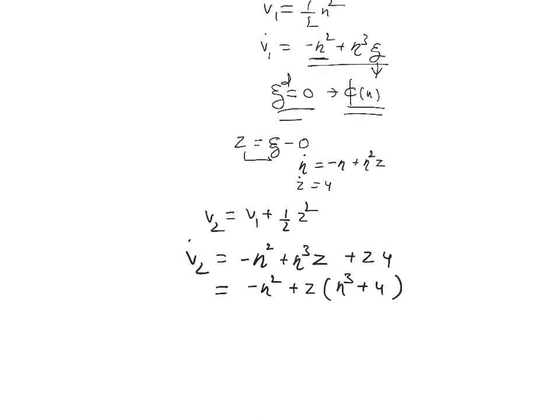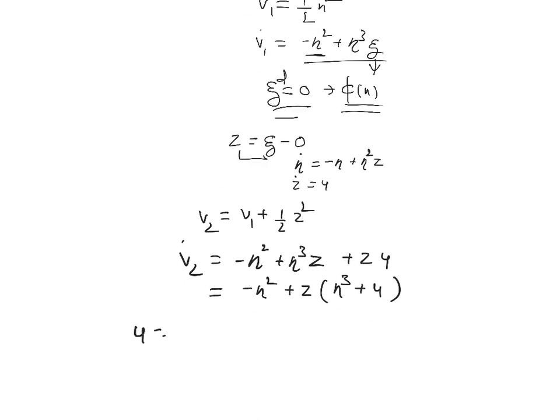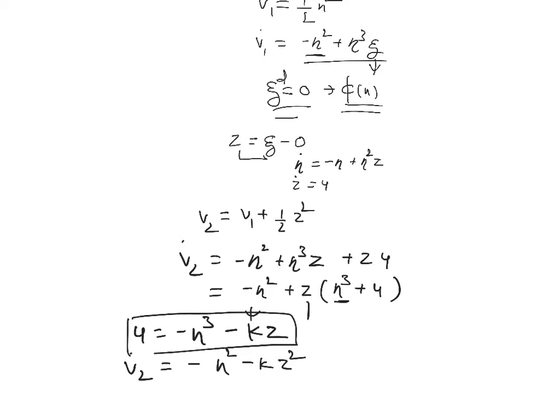So basically what u can we choose? U can be, cancel this out, that's a bad term. So minus eta cube, and to make it minus k z square. See, we always want things to be negative definite. So minus kz should give us v2 dot equals minus eta square minus k z square. This k can be one, whatever you want to choose, right? So it's a gain kind of thing. So that's your control input.